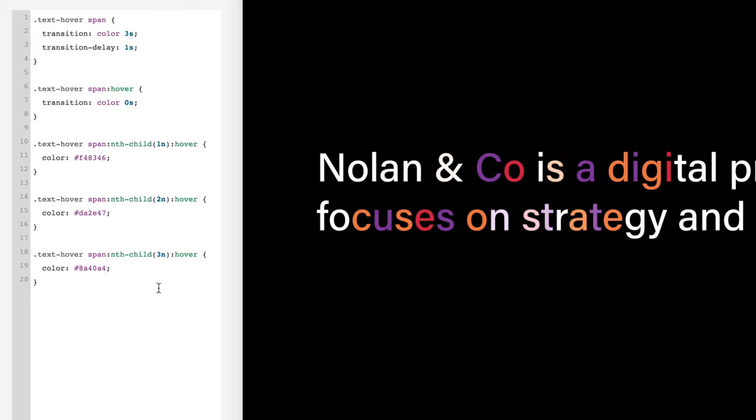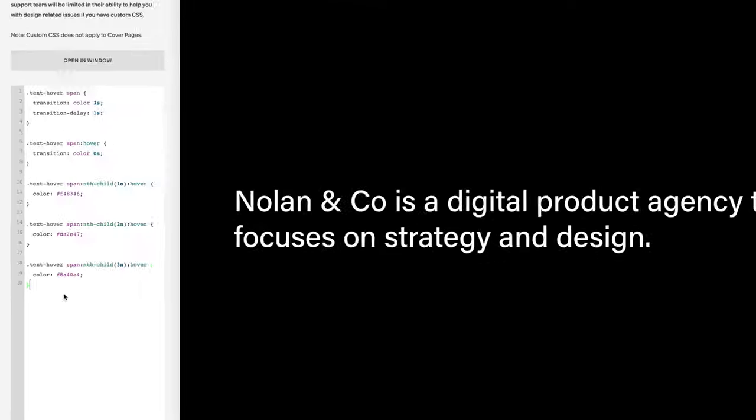So you can add more lines if you want. So if you want to add a fourth colour, you just take a copy of this, paste it back in below, change 3n to 4n, and again, change your colour. But I'm just going to leave this at three colours.